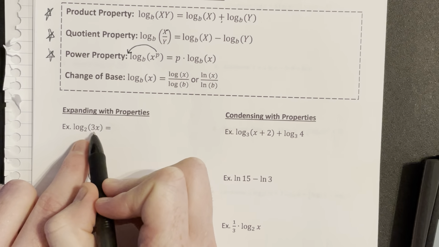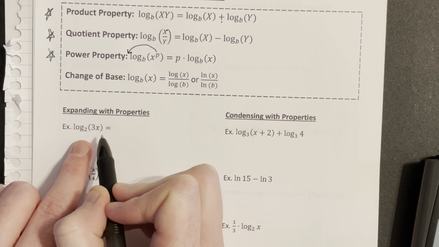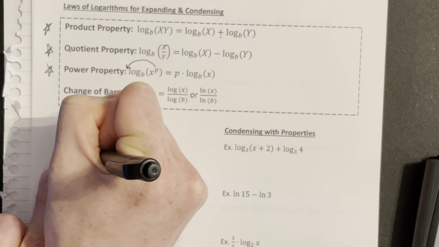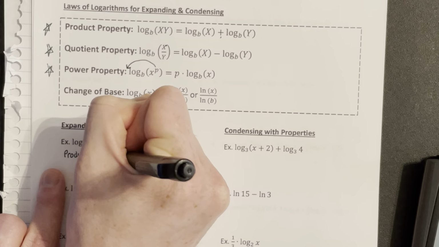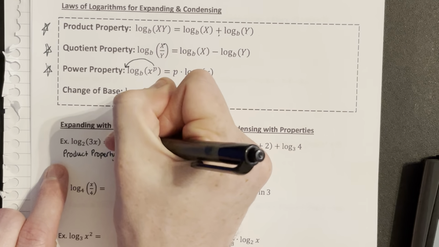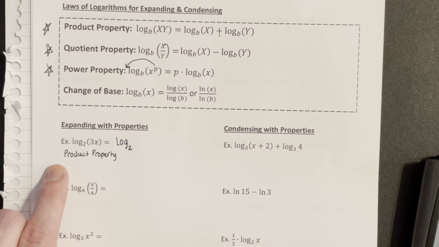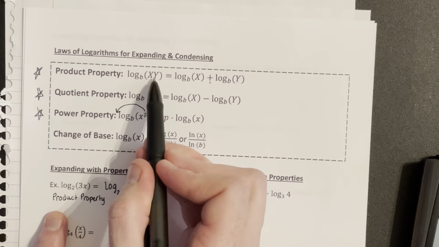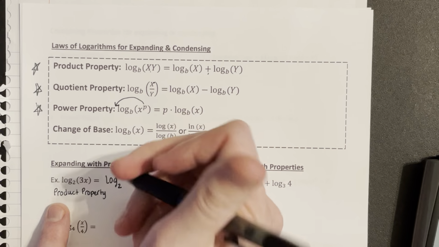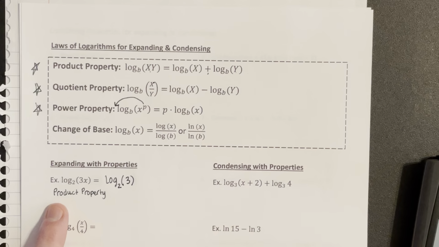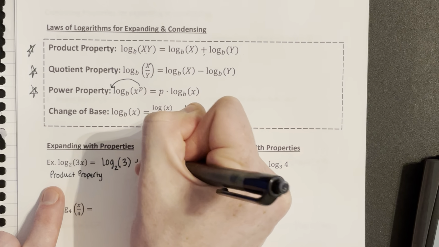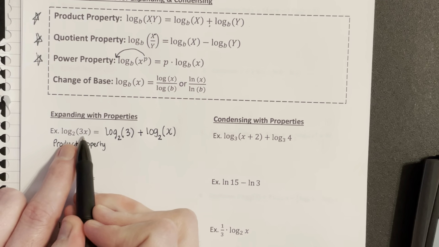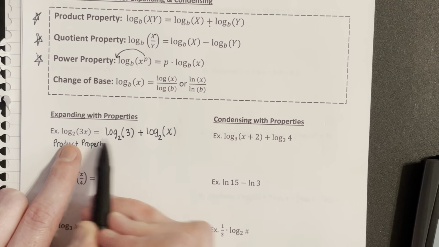If I have log base 2 of 3x, this is using our product property. So we can identify the property we're going to use to say log base 2, the base stays the same, and then inside the log is a product. So I can expand that product with addition. And it would say log base 2 of 3, close the log, plus log base 2 of x. We've just expanded that product property.